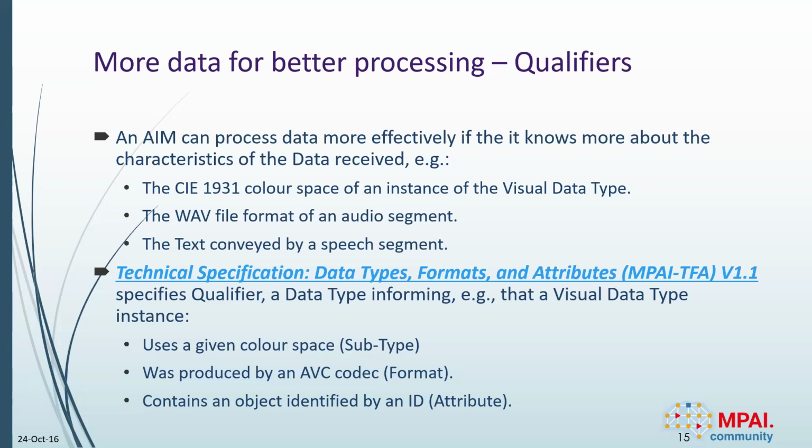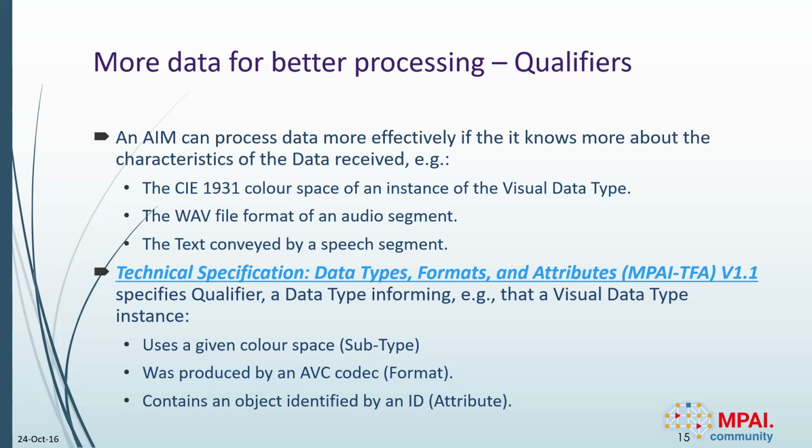One is the subtype. So for instance, in the case of a visual object, the color space is a subtype. Then the visual compression can be expressed by format. And you have many, and so you have the means to say that it is this particular coding format that is used by this data.